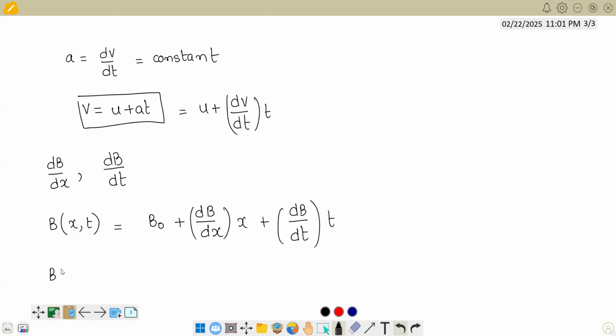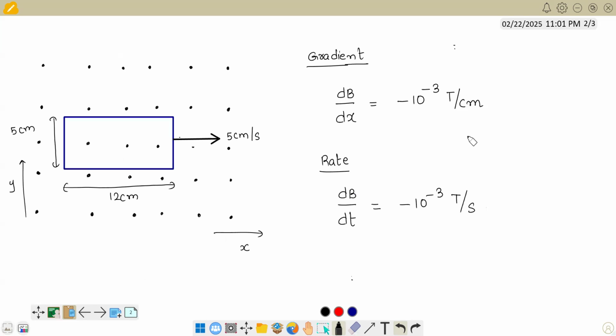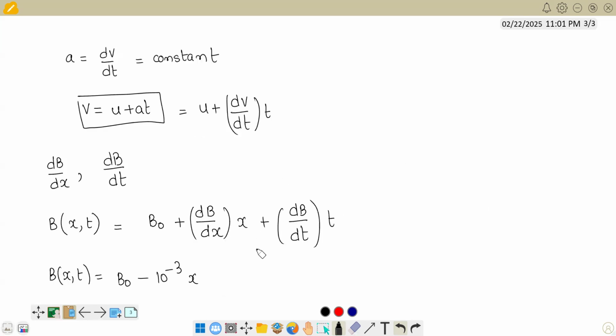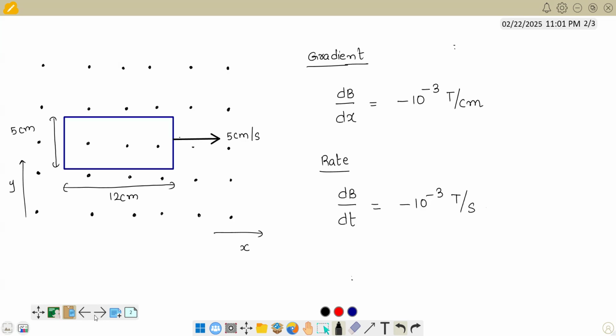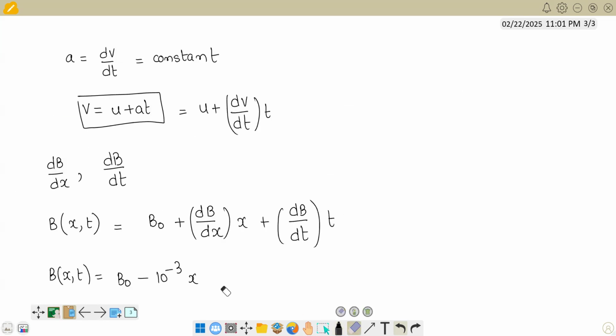If you substitute it, B of x comma t equals B naught minus 10 power minus 3 Tesla per centimeter into x. I will leave it in centimeters only because the entire question is in centimeters. If needed, I will convert. So remember, x must be in centimeter because I left it per centimeter. dB by dt is minus 10 power minus 3, so minus 10 power minus 3 into t. So this is the general expression for B.